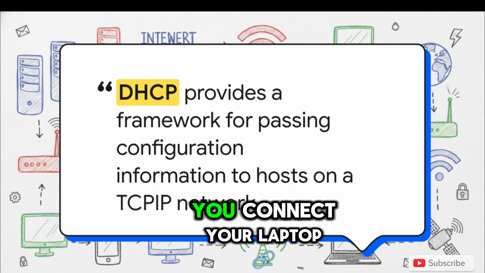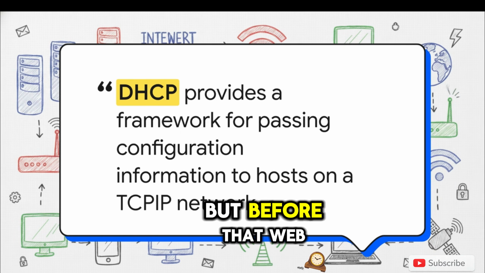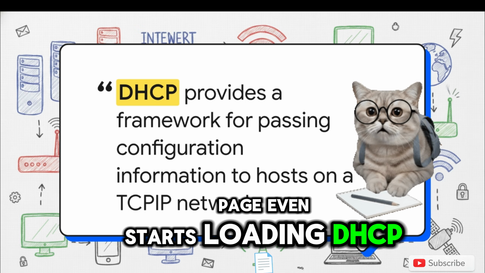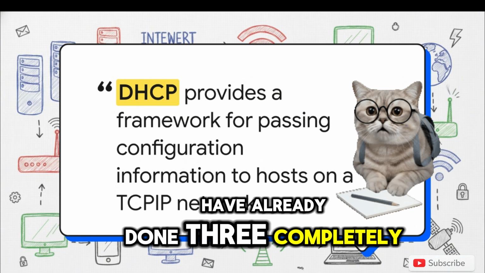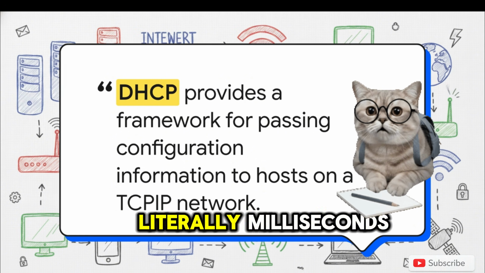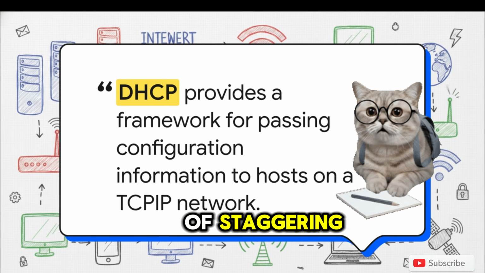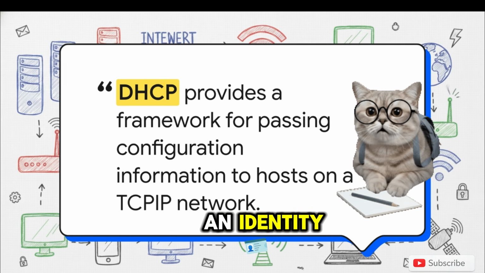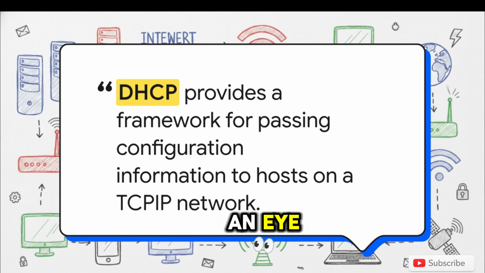Think about this. You connect your laptop to Wi-Fi and type a website name. Boom! But before that web page even starts loading, DHCP, ARP, and DNS have already done three completely different jobs. It all happens in literally milliseconds, but the sheer complexity of what's occurring behind the scenes is kind of staggering. Your device has to get an identity, it has to figure out how to speak to its local neighbors, and it has to translate human language into computer coordinates, all in the blink of an eye.